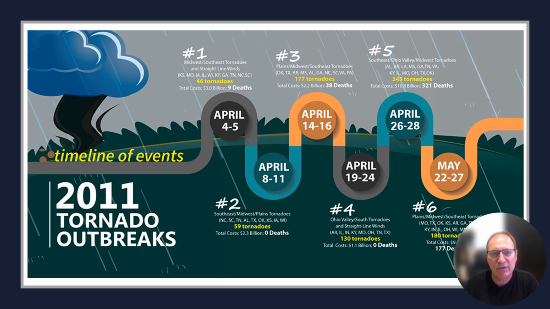And then moving forward, April 14th through the 16th, again, Georgia, North Carolina, Oklahoma, Texas, and then April 19th through the 24th, 130 tornadoes. April 26th through the 28th was really that most profound time, 321 deaths, and then May 22nd through the 27th, 177 deaths.